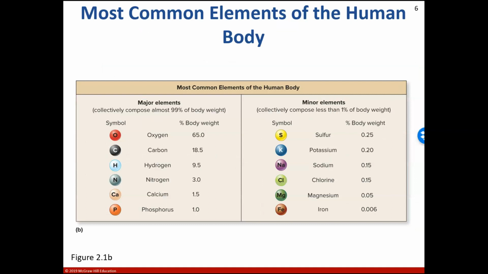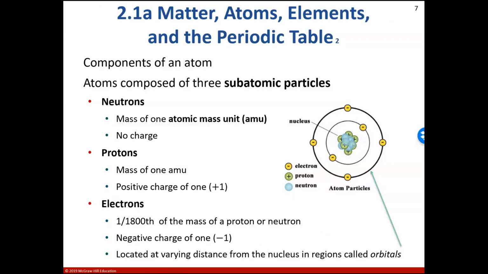And here are the most common elements of our human body. You could see that oxygen is a major element within our body and makes up 65% of our body weight. And then we have carbon following in at 18.5%. Following that is hydrogen, then nitrogen, calcium, and phosphorus. And we do have some minor elements within our body as well, such as sulfur, potassium, sodium, chlorine, magnesium, and iron.